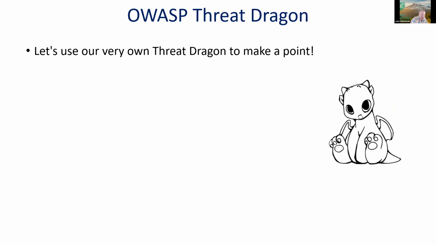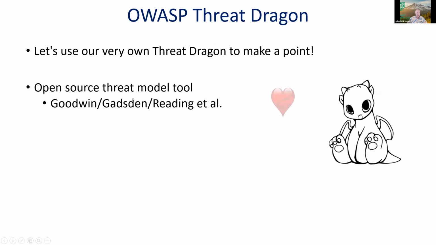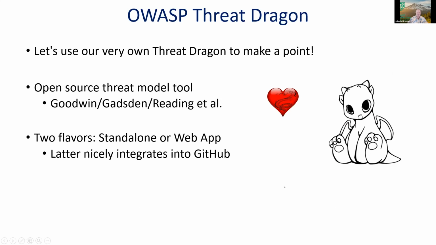Now, because we don't have that language yet, we can use something existing, and we want to use our beloved OWASP Threat Dragon to make a point. And again, this is an open source threat modeling tool. Hopefully here in OWASP, we know about it. Goodwood, Gadsden, Redding, and all those folks. Gadsden is one of our own from the Pacific Northwest. I believe he's still up in Vancouver, Washington State. So it's great to have that identity as well.